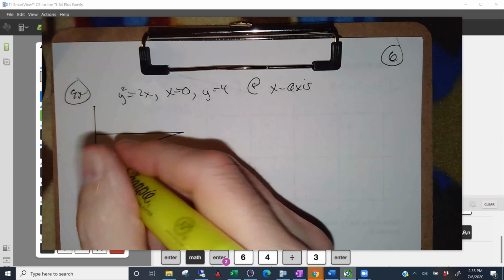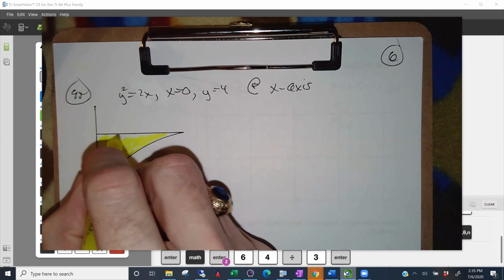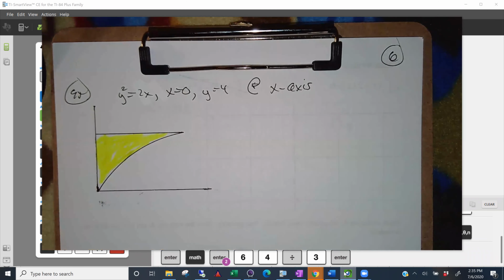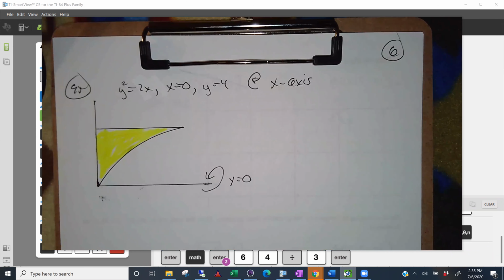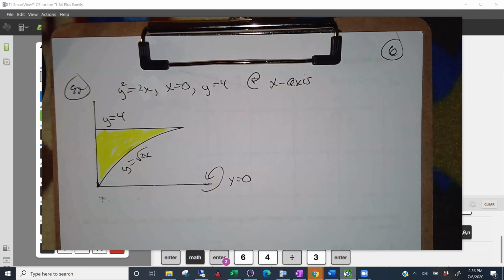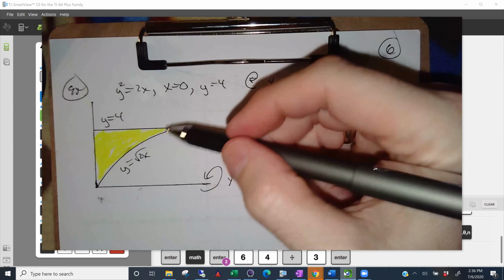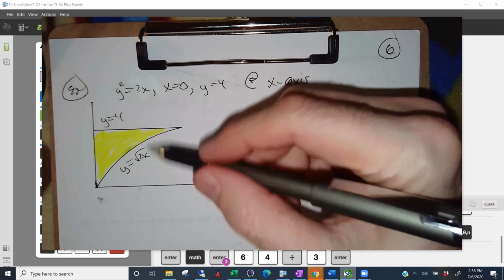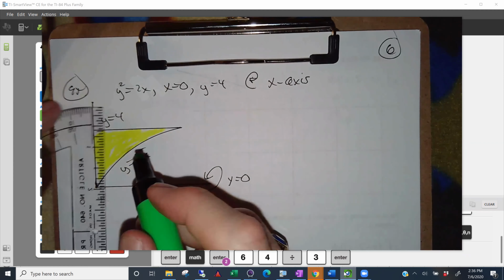So let me give this a little bit of color here. And we're going to rotate this one around the x-axis. Line y equals 0. This is still y equals 4. This is y equals the square root of 2x. But there's something different about this one. First things first, Carl, what kind of a slice am I going to take? A dx slice or a dy slice? I believe a dy. Is dy perpendicular to our axis of rotation? Oh, I guess not. So it's going to be a dx slice, right? So let's take a dx slice.